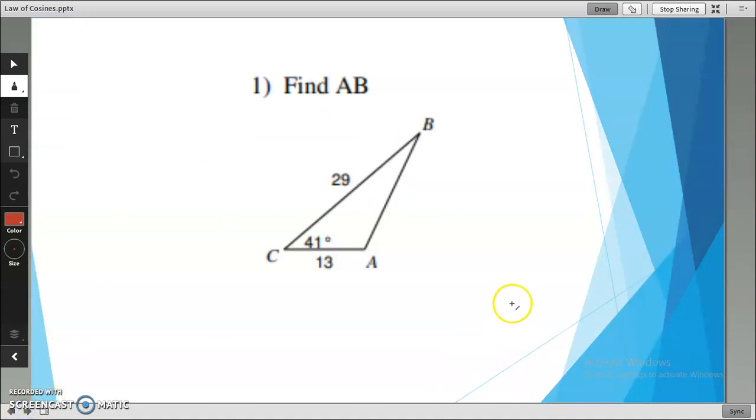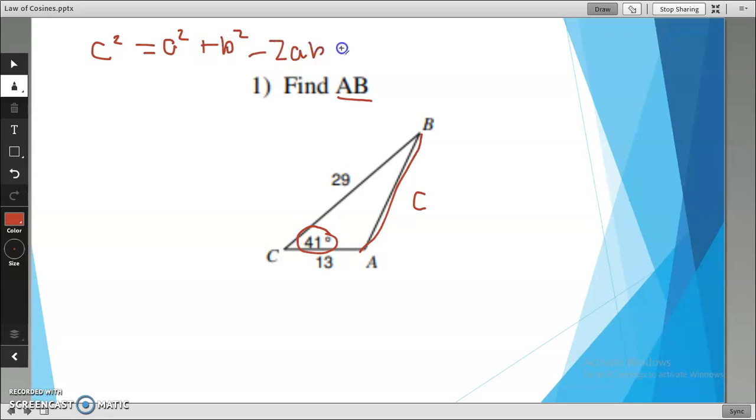So let's do some examples. We want to find side AB, which is right here. Lucky for us, they've given me the angle that's directly across from it. So this is what I need, right? I'm going to call this C. And recall, the formula is c squared is equal to a squared plus b squared minus 2ab cosine C.